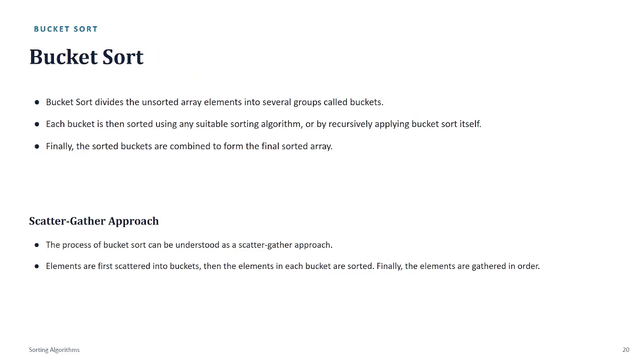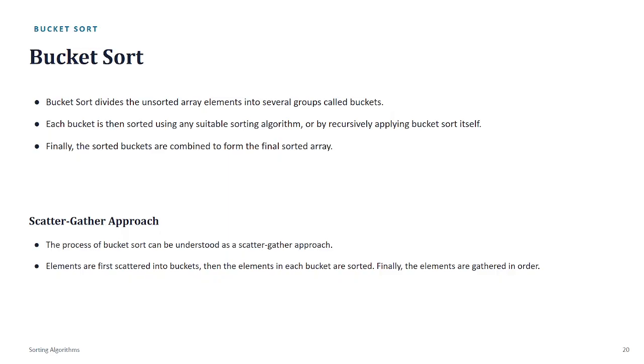Next sort is bucket sort. Bucket sort works differently from the previous algorithms. Instead of comparing every element, it groups similar values into different buckets, and after sorting each bucket separately, all the buckets are joined together. This approach works especially well for uniformly distributed data.